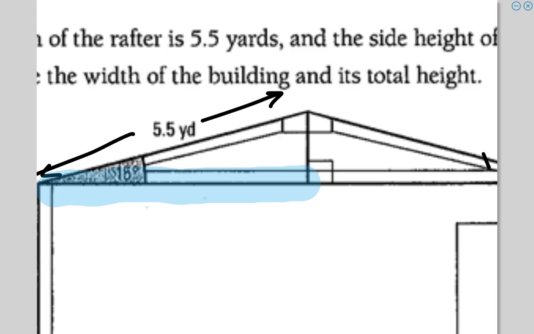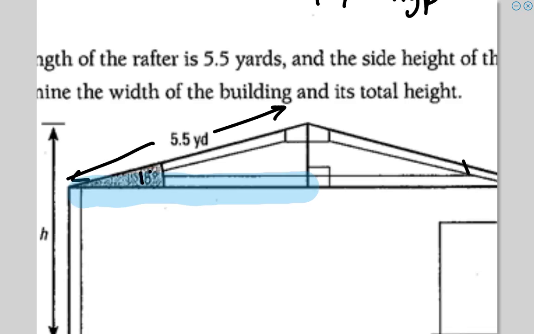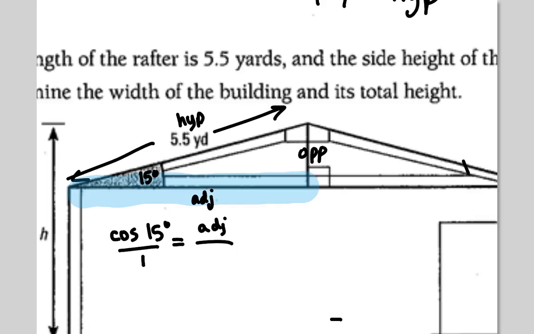So let me blow this up. This is 15 degrees here. And this would be an adjacent. This is an op. This is a hype. And I want the blue adjacent, and I have a hypotenuse. So let me use the cosine relationship, which relates the adjacent in blue to the hypotenuse, which is 5.5. Cross multiply. Cos 15 times 5.5.